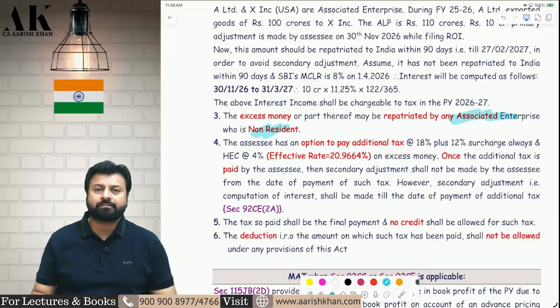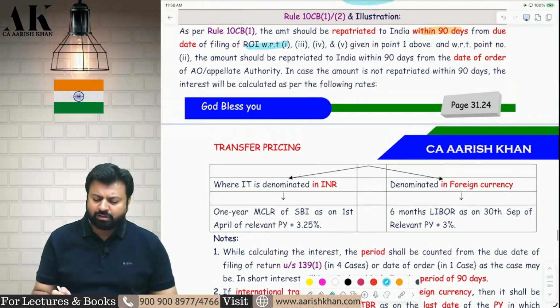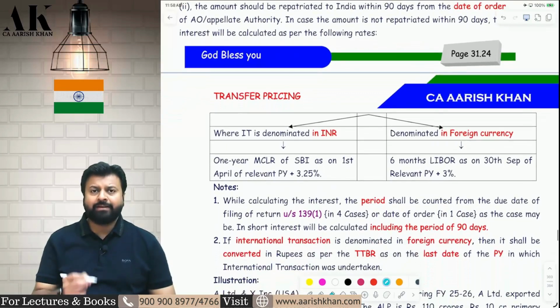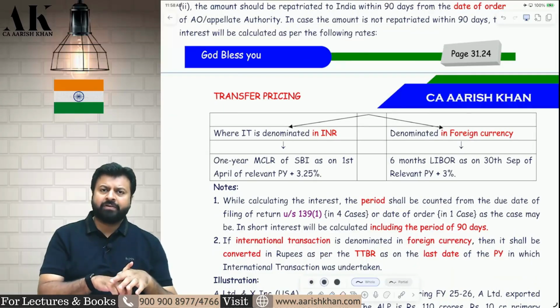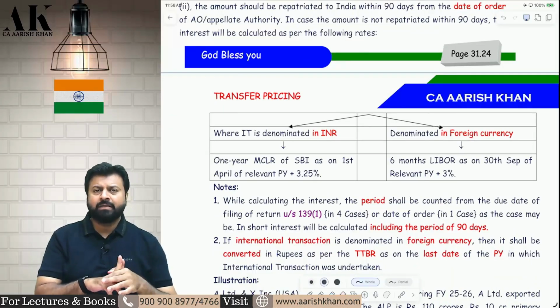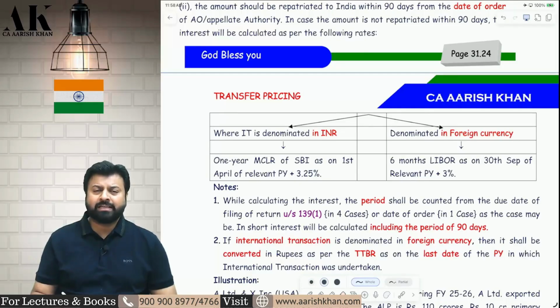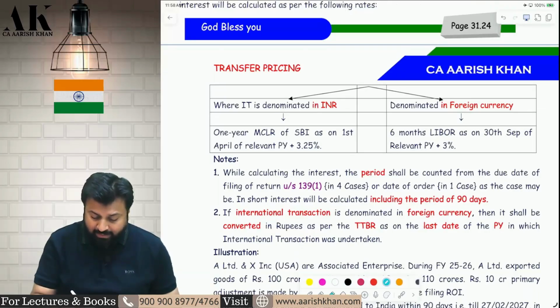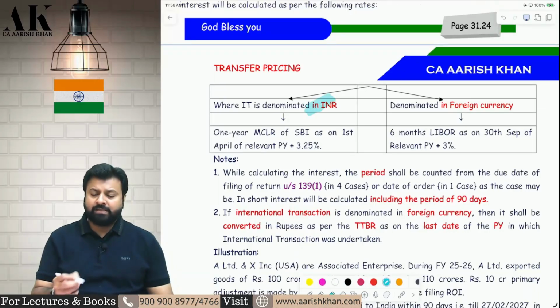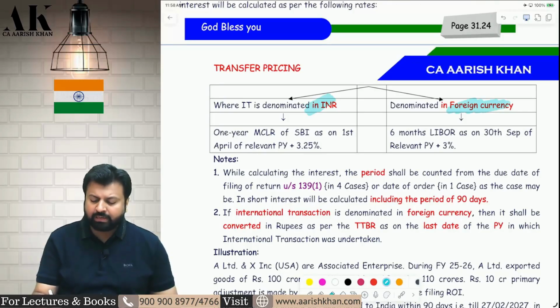We will take tax. So let's assume the money has not come to India within 90 days. Then what will happen? Then you have to charge interest. For charging interest, we need to know the rate of interest, the period, etc. For that, we need to check in which currency the transaction was denominated. If the transaction is denominated in INR, then the rate is different. If the transaction is denominated in foreign currency, then the rate is different.